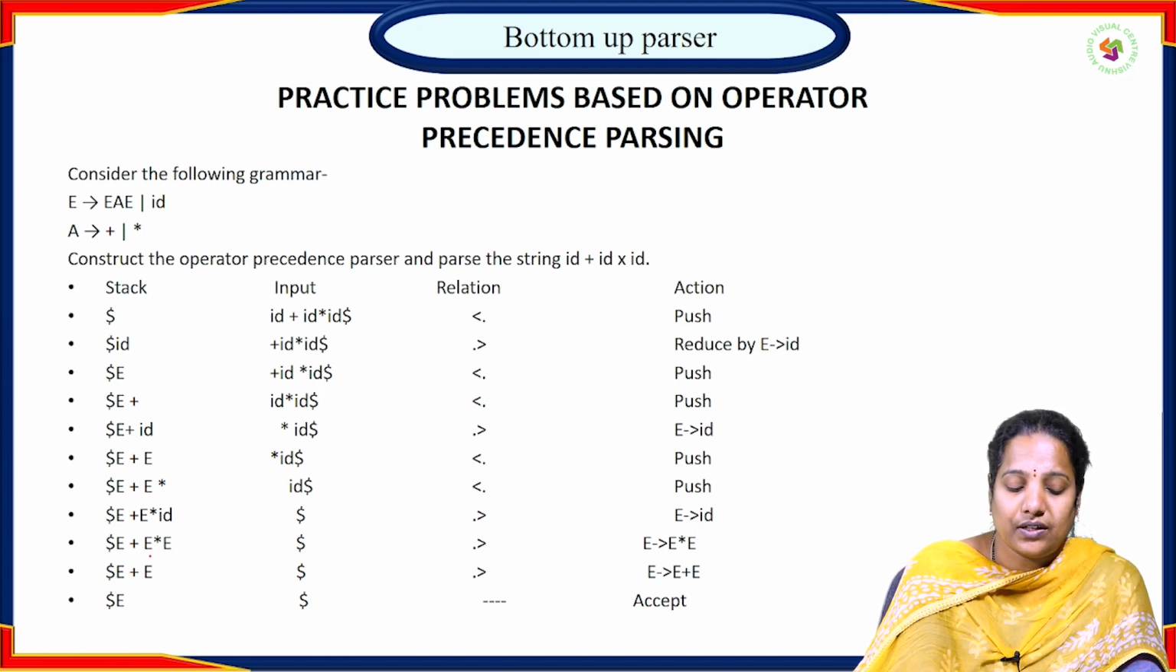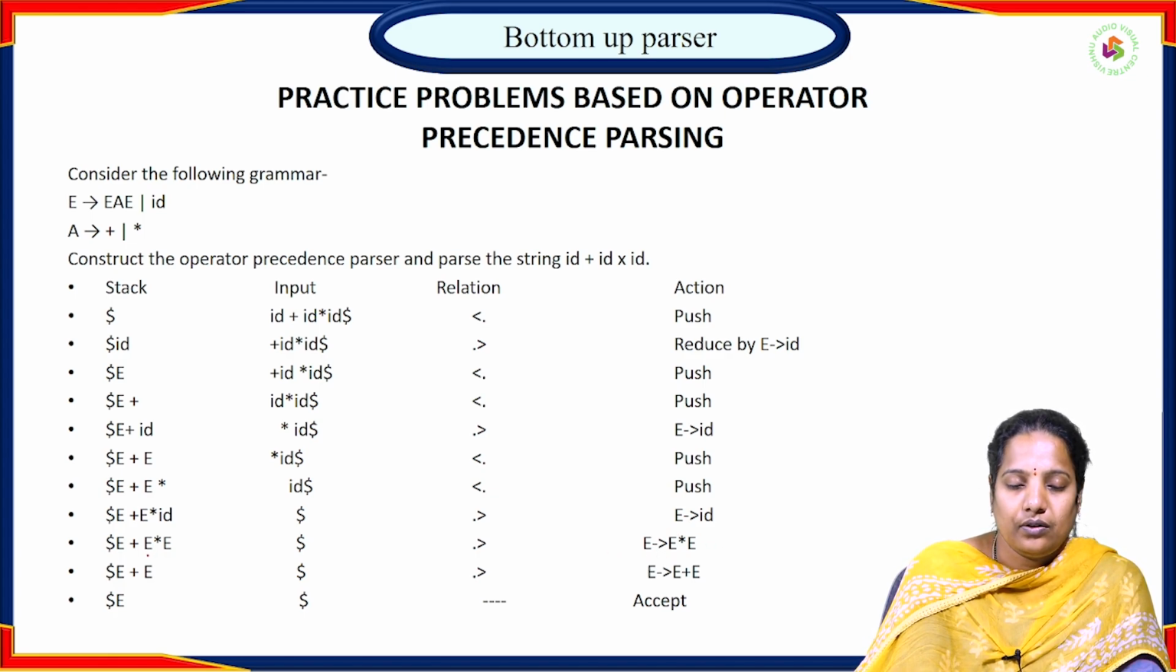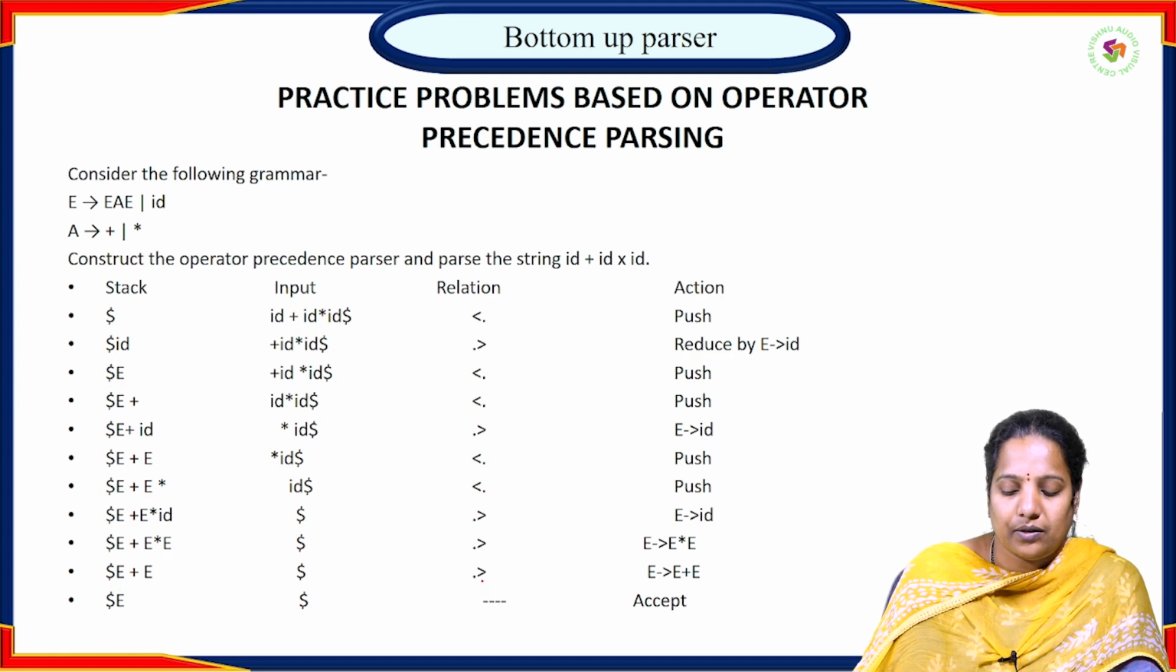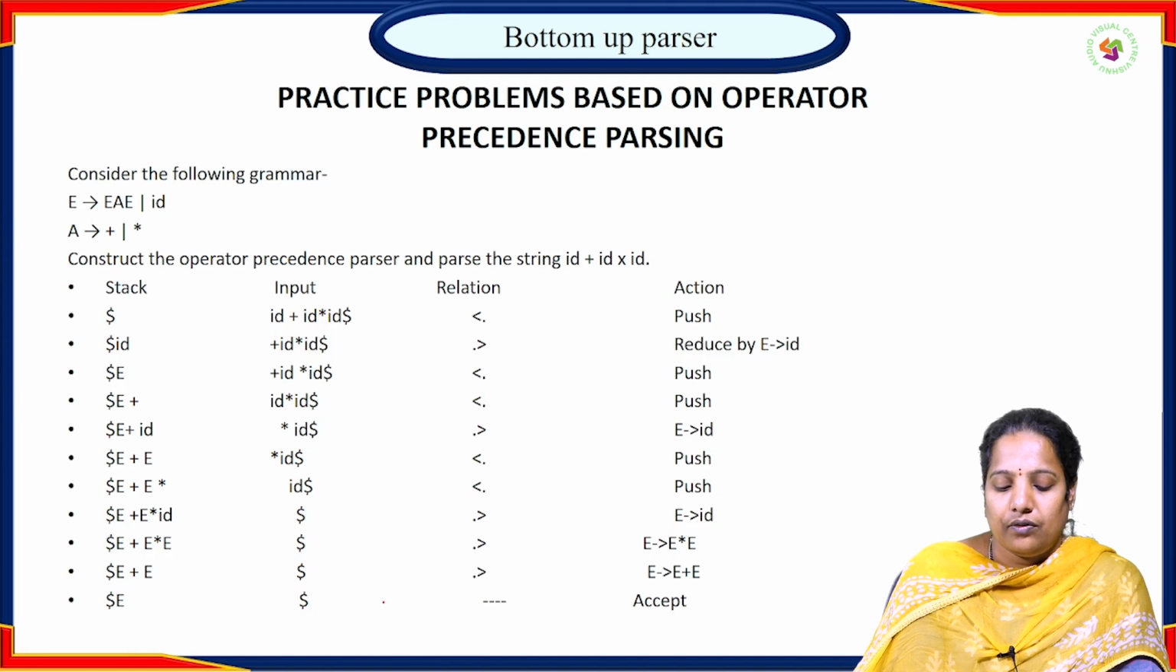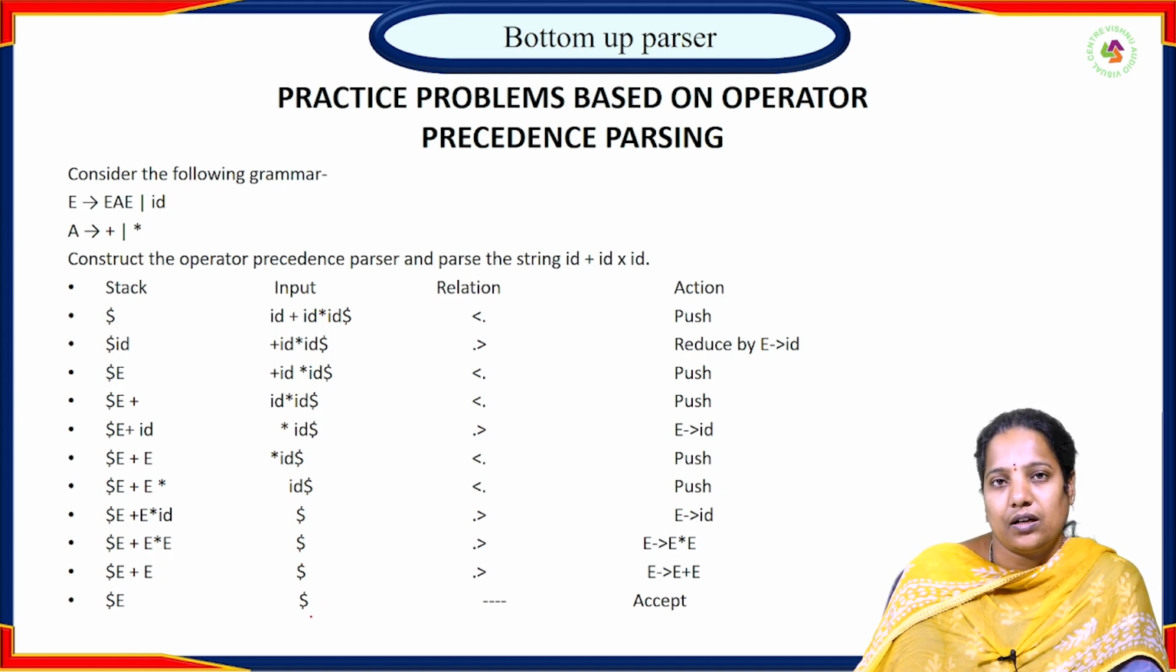Here the next input symbol is dollar, and dollar has lesser precedence than the top of the stack, so we perform a reduce action. Then E star E will be reduced to E. Once again, the same procedure: plus has higher precedence than dollar, so we perform a reduce, and E plus E will be reduced to E. Whenever we observe the top of the stack as E and the current input is completed, that is, the input buffer is empty, then we give the action as accept.